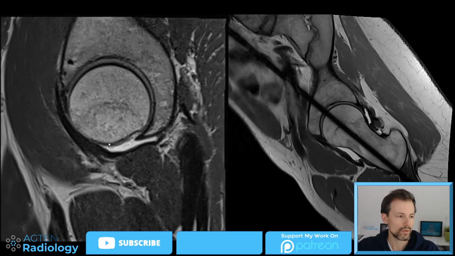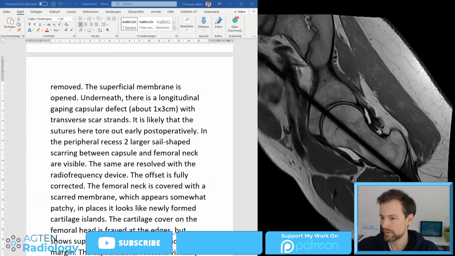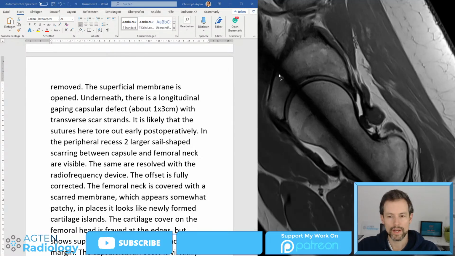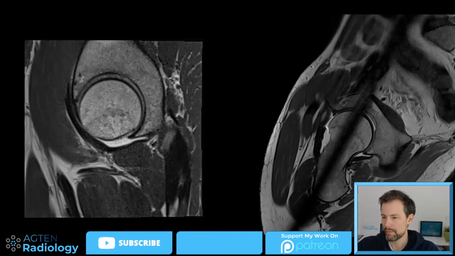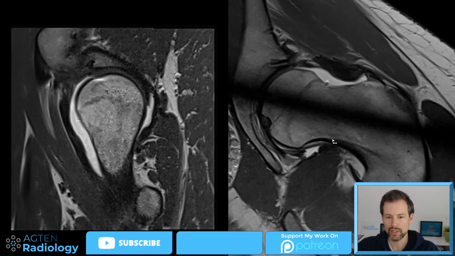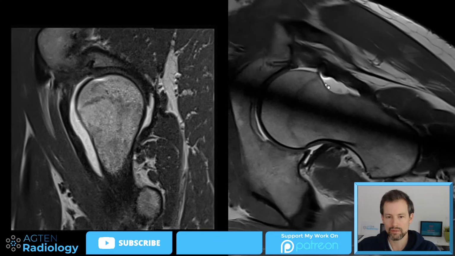Okay, now let's put this away and go back to the report. So, offset fully corrected, that's okay. The femoral neck is covered with a scarred membrane which appears patchy and looks like newly formed cartilage islands. So this is probably something we cannot really appreciate. It's quite unfortunate that I don't have the pre-operative scan, but to try to identify patchy cartilage islands that started to form here, it's probably not possible.